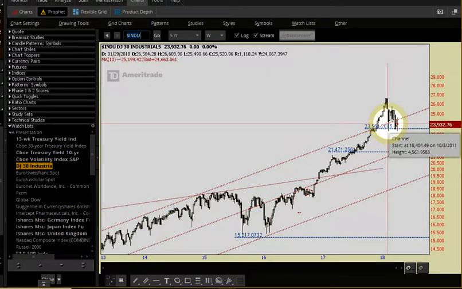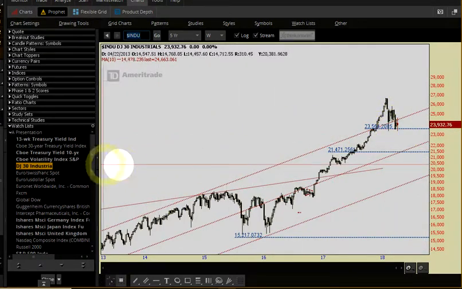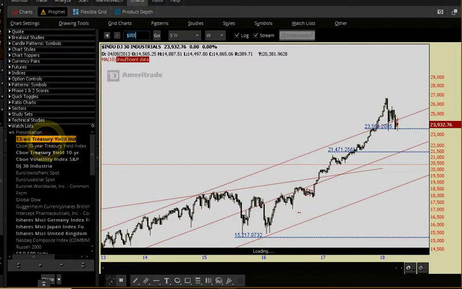So if somebody says, I'm a disciplined investor, or I'm a disciplined trader, that's what they're talking about. They know where they're going to be wrong, and they're getting out. Okay. All right. Let's look at the short-term Treasury yield.